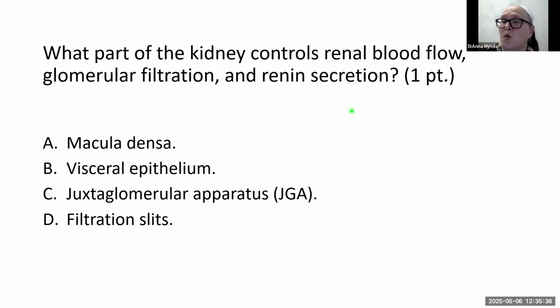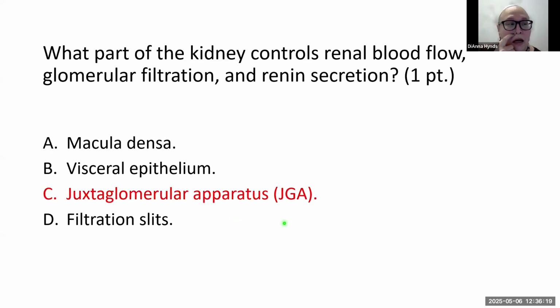This will be a 1-point question. What part of the kidney controls renal blood flow, glomerular filtration, and renin secretion? Renin being a hormone from the kidney. Is it the macula densa? Is it the visceral epithelium? Is it the juxtaglomerular apparatus, or JGA? Or is it the filtration slits? And so the best answer here is the juxtaglomerular apparatus.